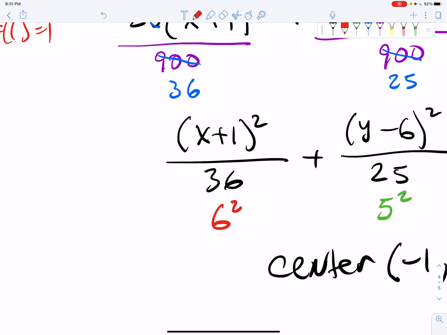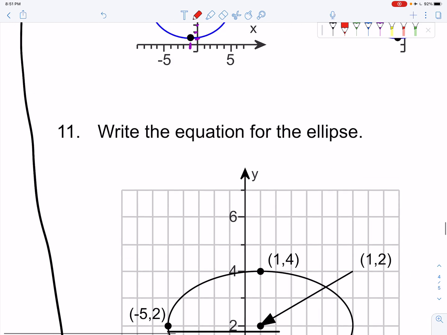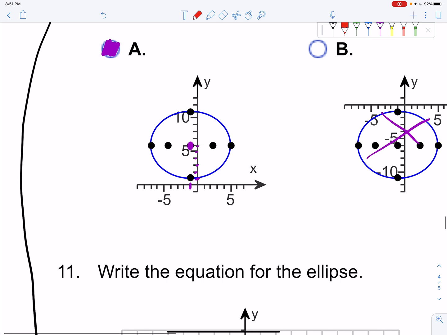So under the x value is this 6, right? That means I need to go horizontally 6 in both directions, starting from the center. So I go right 6, and they don't mark this very well. But if I go right 6 from negative 1, that puts me at 5. And if I go left 6 from negative 1, that puts me at negative 7.